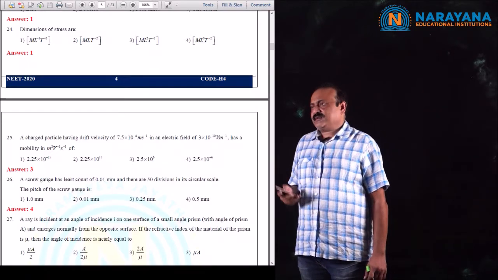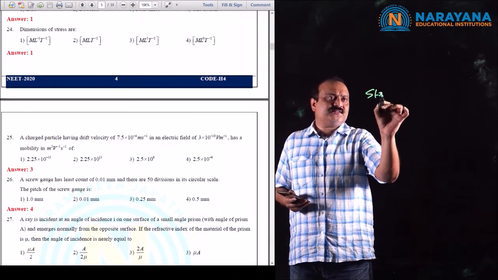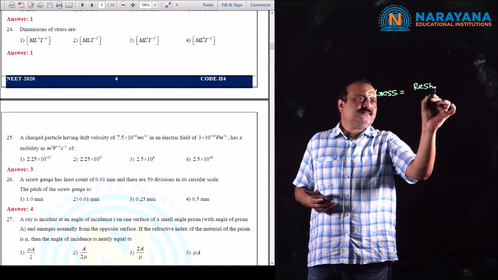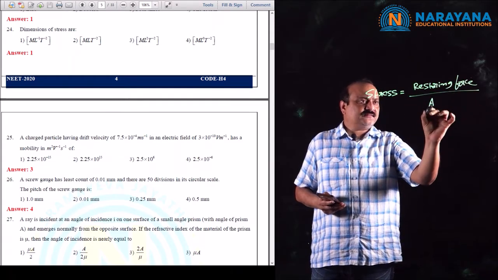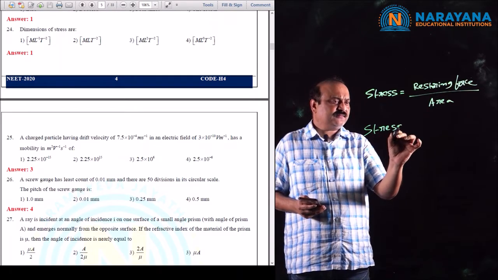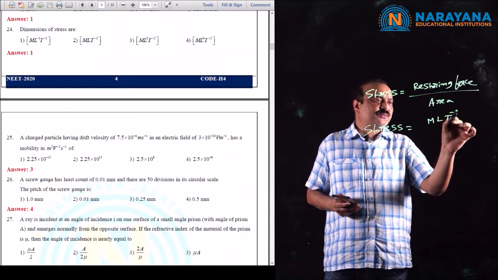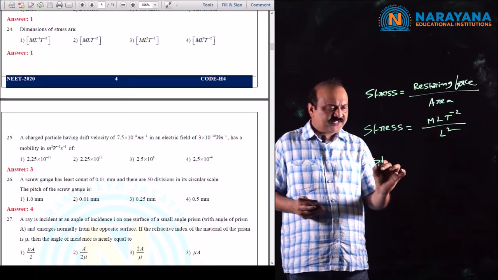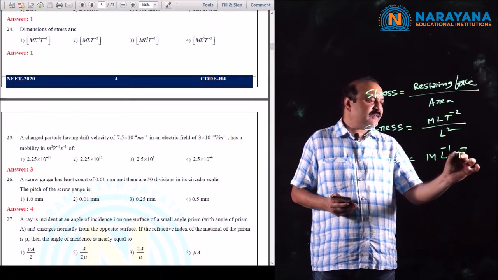Question number 24. The dimensions of stress are, we know stress is equal to restoring force by area. Therefore, stress is equal to, the dimensional formula for force is M L T power minus 2, and the dimensional formula for area is L square. Therefore, stress is equal to M L power minus 1 T power minus 2.